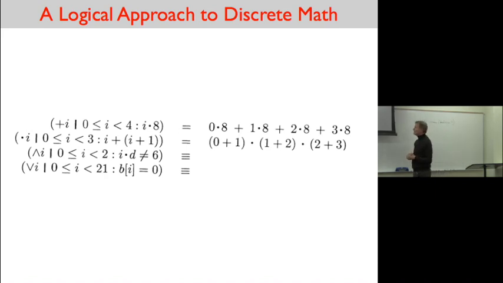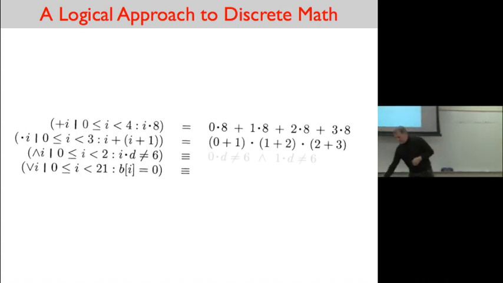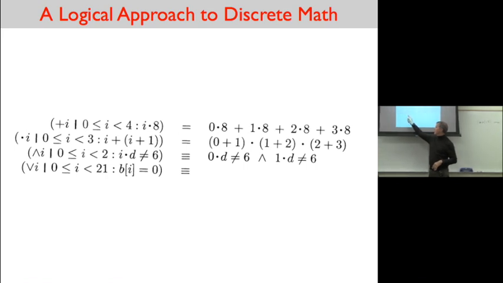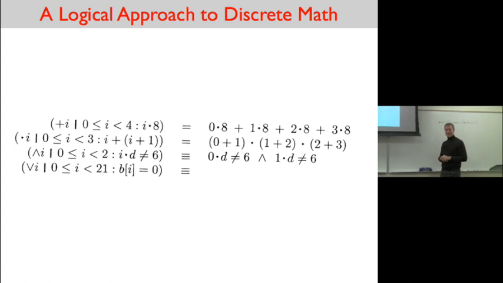Okay, Ben, what do you think? What's this next one? 0 times d does not equal 6, and 1 times d does not equal 6. Is everybody clear on that? So you take this body, and for every value, the operator is and. Are we good? Okay. What do you think, Kyle?